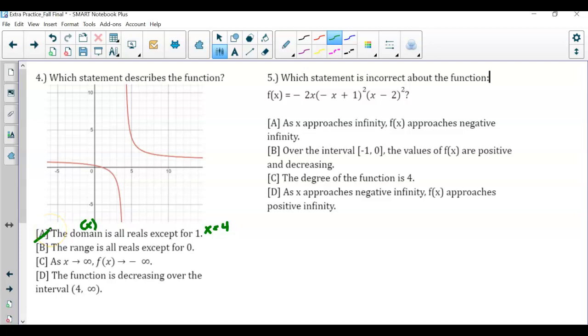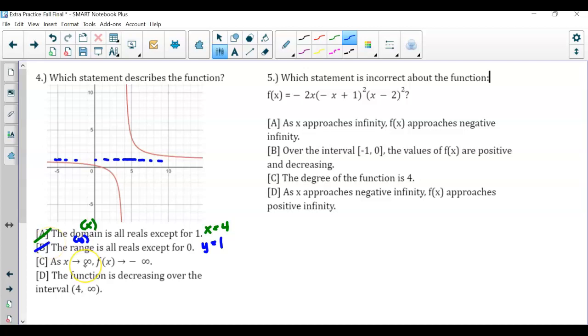Range is all reals except for 0. So now remember the range is your y values. So here they're saying that the range is all reals except for 0. So y is equal to the horizontal asymptote. Well, notice how our graph is approaching but never reaching this y value, which is here at 1. So the answer is not B.